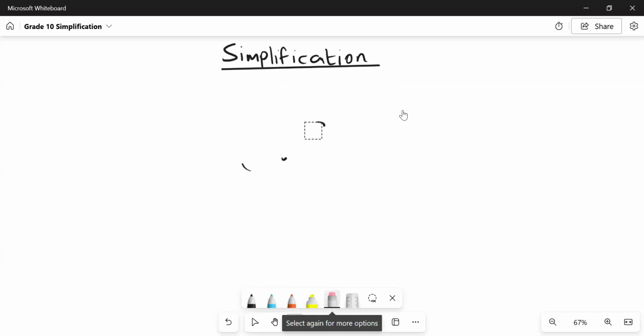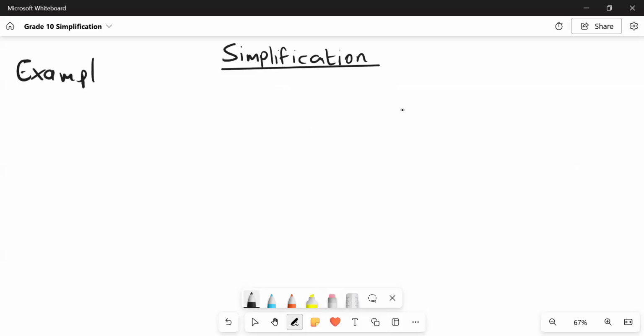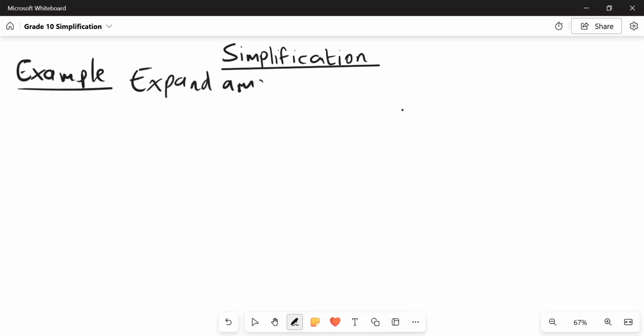So now, example number 1. Let's start with example number 1 without wasting time. The question says expand and simplify. And then they give you something like this. You have your x plus 3 and then your x plus 1.